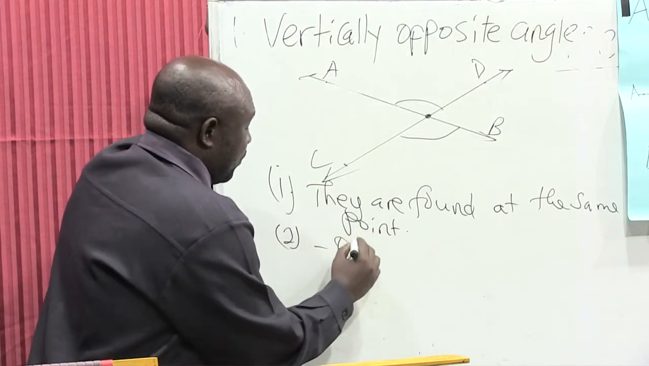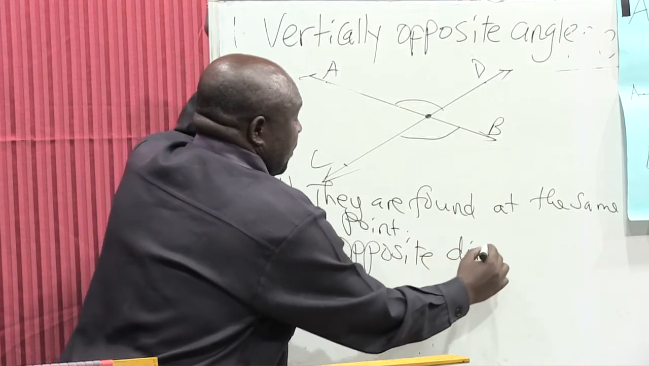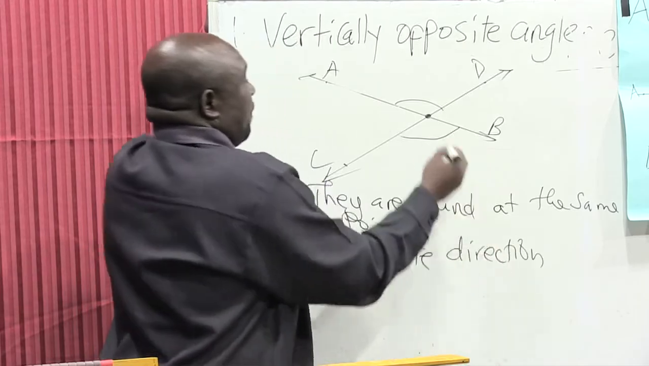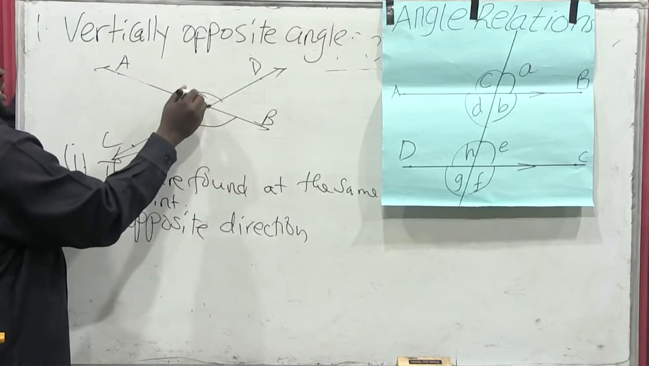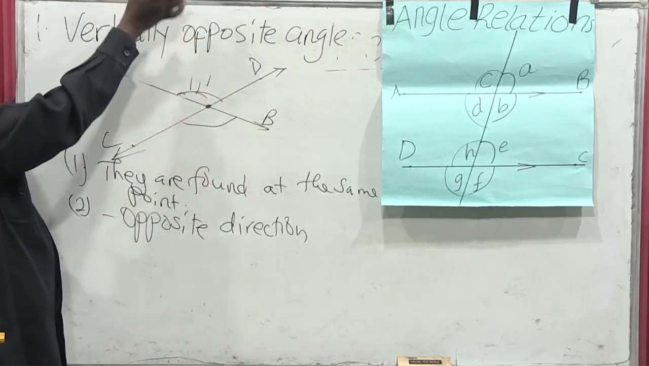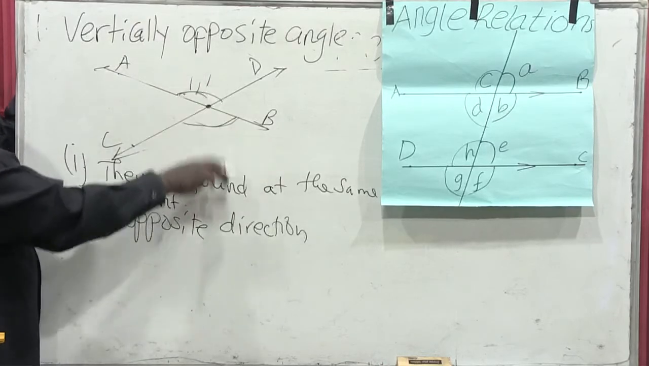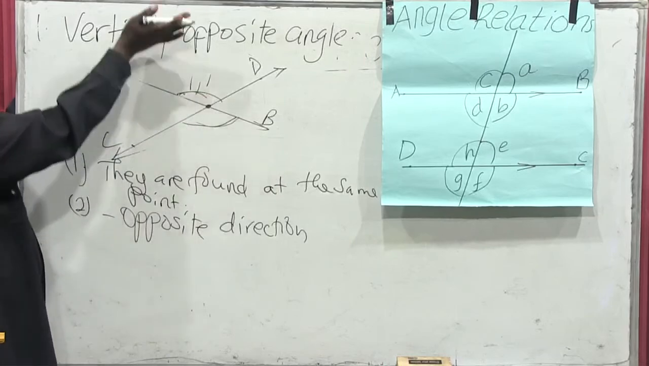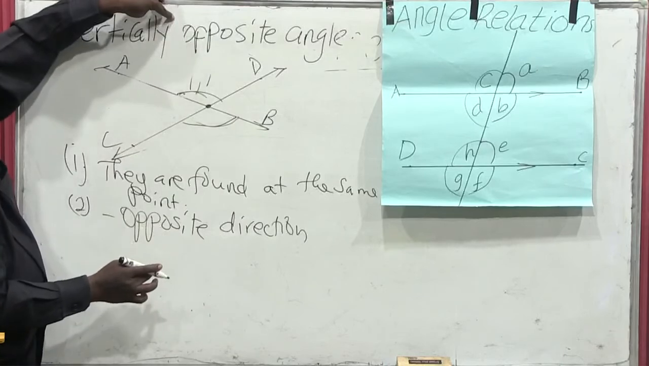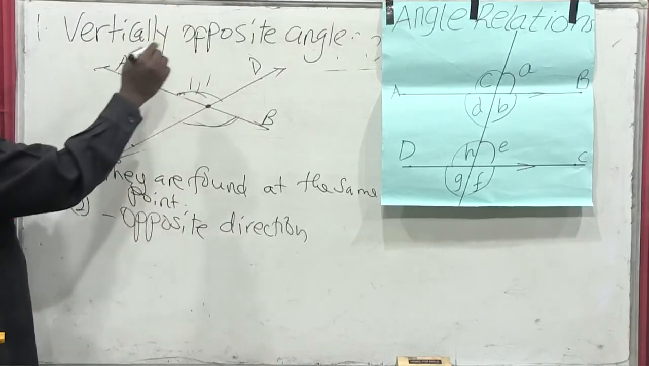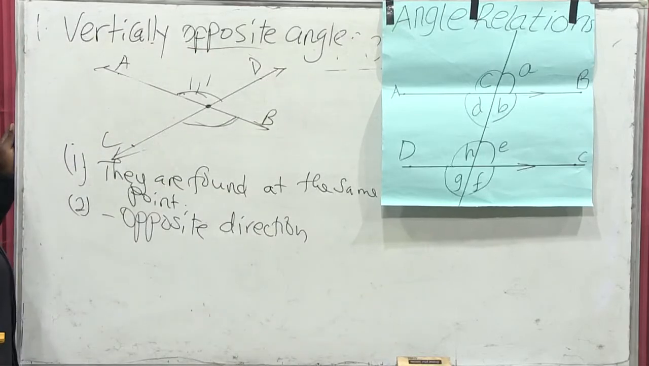Number 2, opposite direction. For example, the direction of this angle here, it is looking that way. The direction of this angle here, it is looking this way, downward. This is upward. This is downward. So the direction is opposite. So that's why we call them vertically opposite angles.